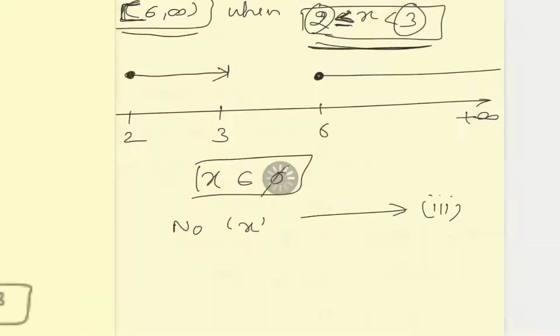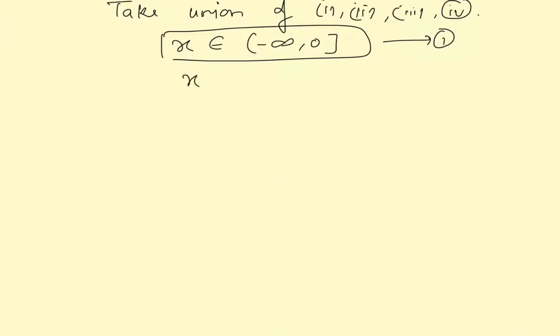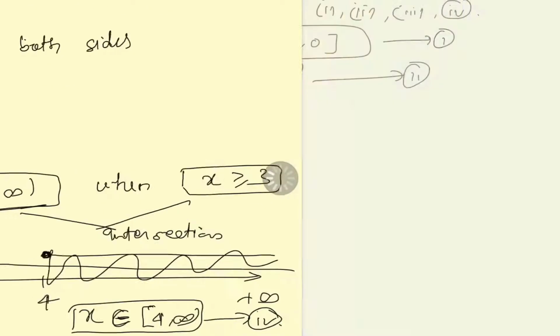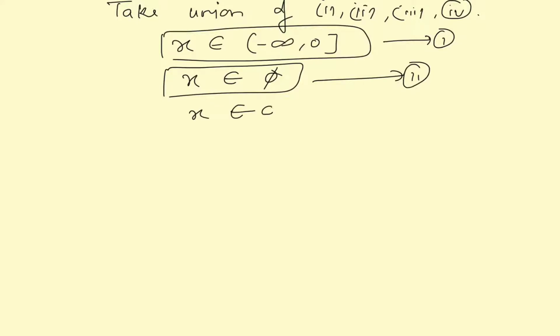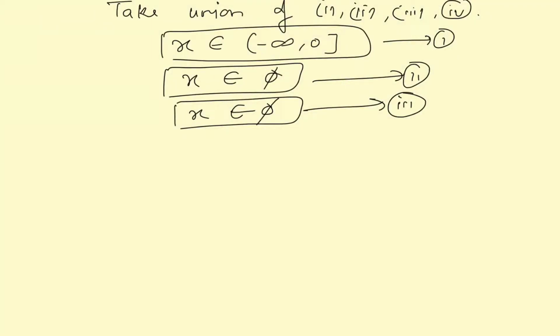What is the answer in the second case? The second answer is no x, x belongs to the empty set. And in the third case, there is also no x, x belongs to the empty set. And the answer in the fourth case is x belongs to 4 to infinity, closed interval.